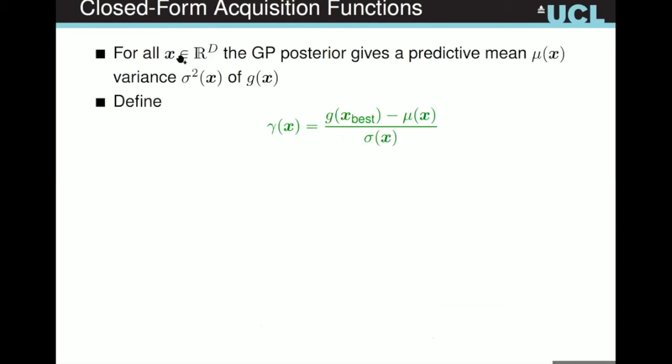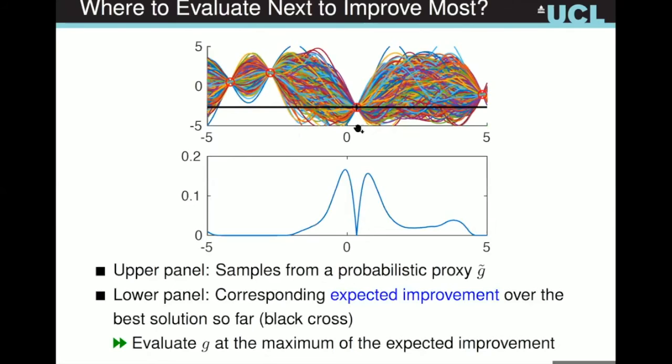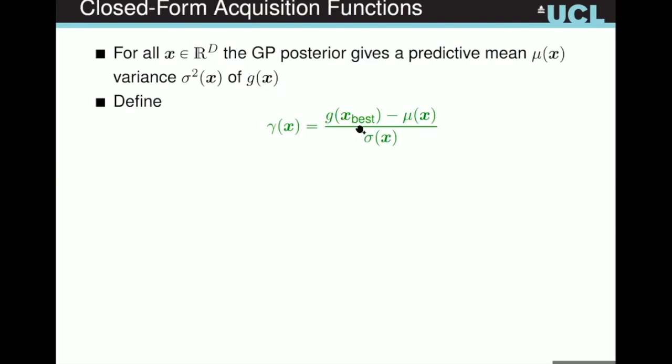The setting here is we have a d-dimensional input parameter, x, and we have a Gaussian process posterior that gives us a predictive mean mu of x and a variance sigma squared of x. So now we also have the best input value. That would be the input value of the best function value that we have seen so far. That would be around here in the previous example.